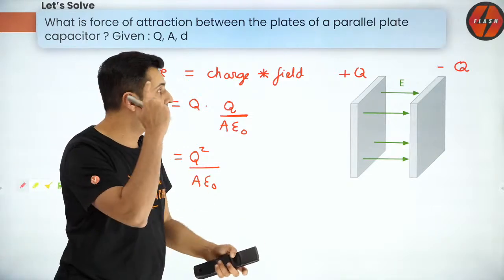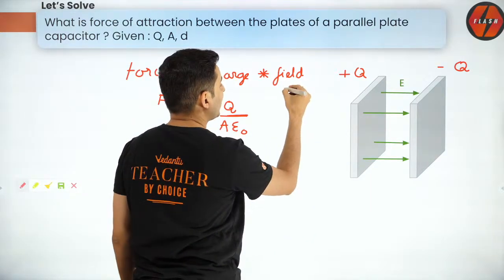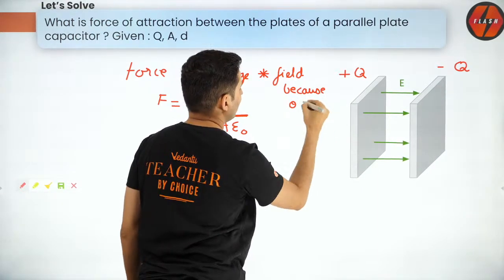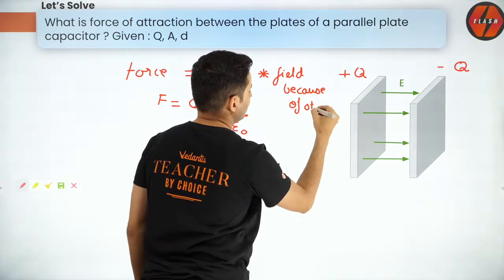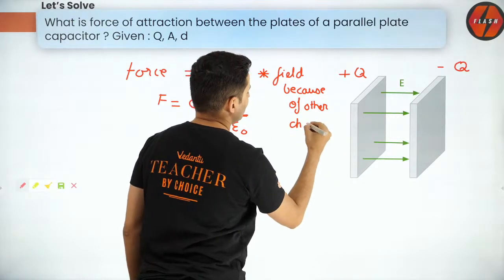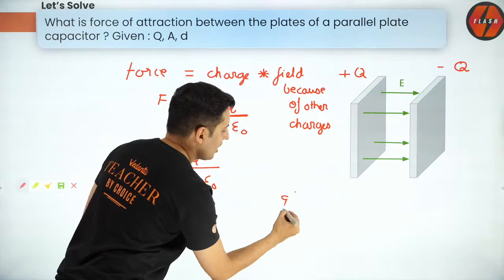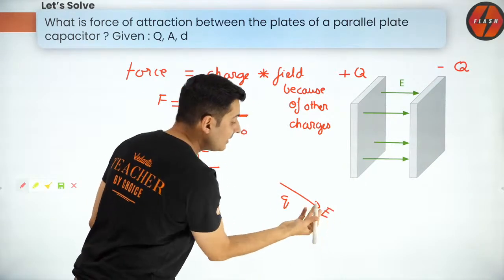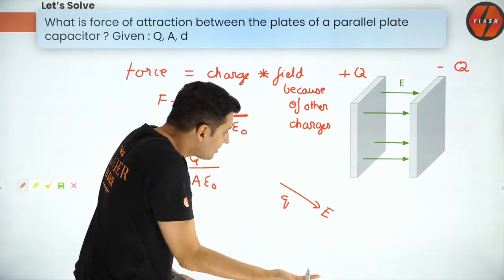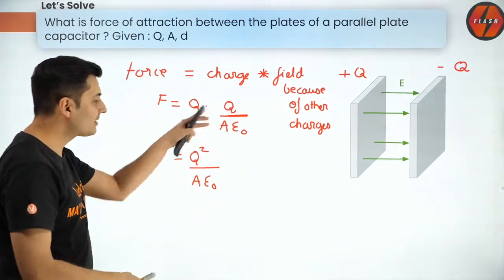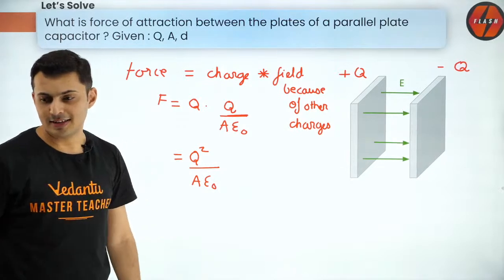Yes, remember this field is because of others, or other charges. That's how it is. If you have a charge and if there is a field, whose field is this? Is it this charge's field? Obviously no. It's a field due to other charges. Remember that. So hence I have over calculated the answer.